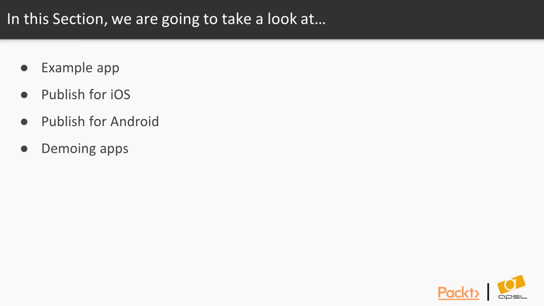In this section we're going to take a look at the following topics. First of all, we will see a real-world example of an already published app. We will explain how to publish for iOS through Apple's App Store. We will also explain how to publish for Android with Google's Play Store. And finally, we detail how we can demo our apps before publishing, using the demo distribution channels for both platforms.